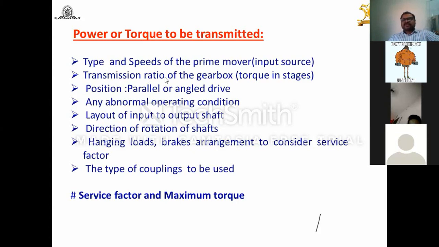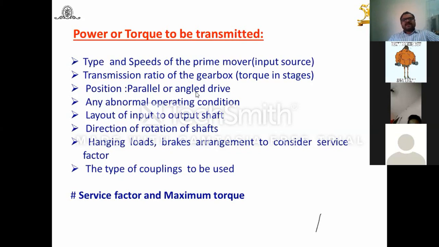Then second, transmission ratio means input to output, output to input, so you can divide. Suppose 2 stages: in the first stage, how much is the torque? In the second stage, how much is the torque? Generally, you have to find out the maximum torque at the output shaft. It will help you to decide the compactness of the gearbox.